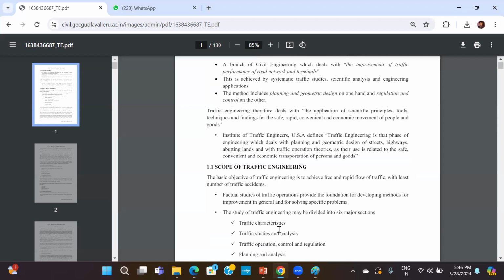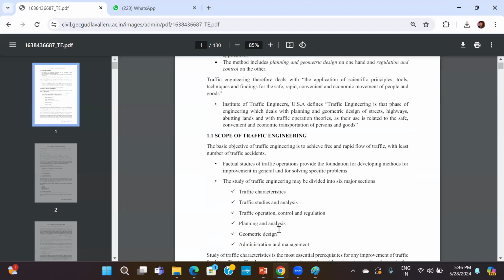While coming to the scope of traffic engineering, the basic objective of traffic engineering is to achieve free and rapid flow of traffic with least number of traffic accidents. The accidents should be very least and the flow should be very rapid and free.